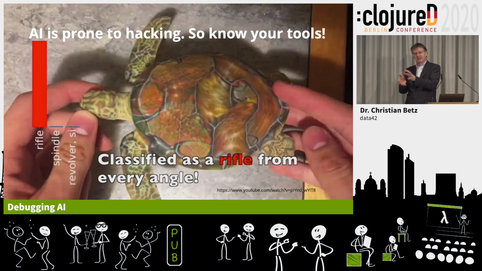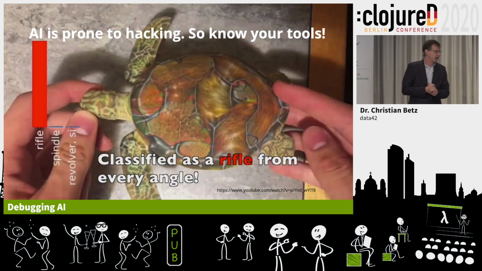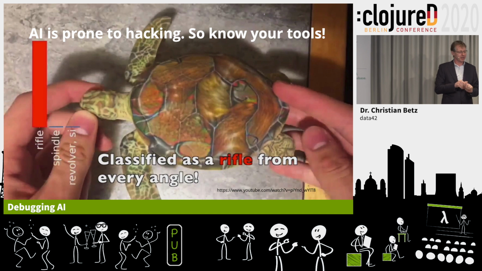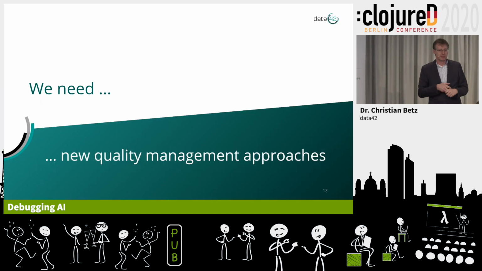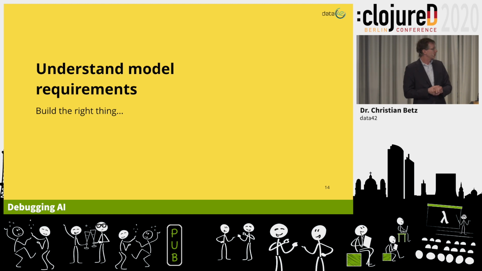If you give it a sample, it just calculates the way through, and it might not end up the way you'd like it. So we need some new quality management approaches. We need some new debugging approaches. And from what I told you, I think it became clear you have to understand your model requirements. You have to understand what's the problem I'm tackling, because that security company never would have chosen that kind of solution if they knew about the problems in the first place. They just didn't think well about it.